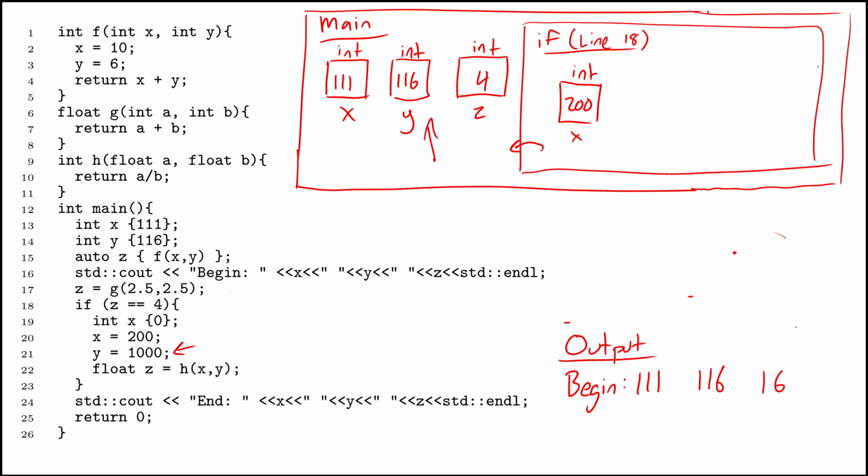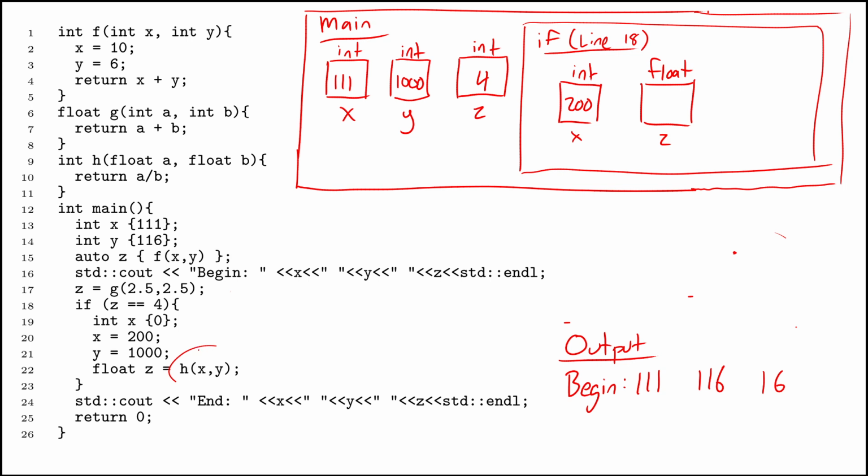So when I use the name y on line 21, I'm actually referring to this variable here. So I set this to equal 1,000. And then I declare a new variable called z, which of course we know by now I am allowed to do. This z, the one inside the if statement, happens to be of type float.